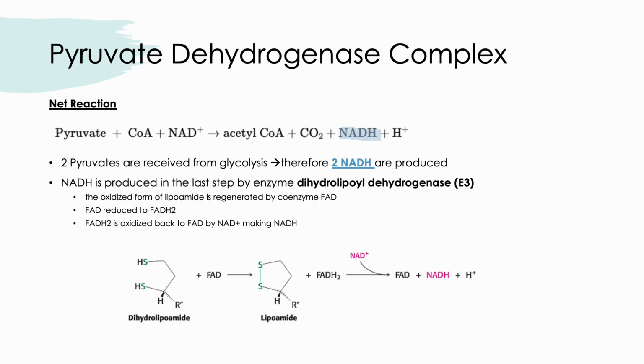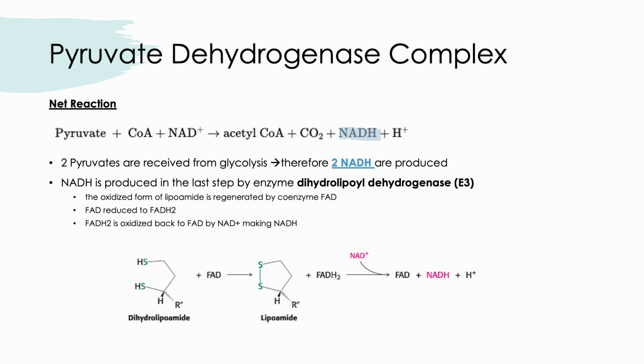The 2 pyruvate molecules generated from glycolysis first need to be converted to acetyl-CoA through a series of reactions which occur in the active sites of the 3 enzymes which make up the pyruvate dehydrogenase complex. In the last step, the lipoamide needs to be regenerated, and in order to do this, it is oxidized by FAD, which becomes reduced to FADH2.